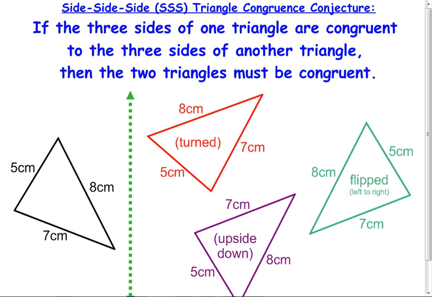If you know 3 sides of one triangle and 3 of the other, and they match, it doesn't matter if it's been rotated, flipped, upside down. 5 goes with this, 7 goes right here, and 8 goes over here. They're still congruent. So if I were to cut any one of those out, turn it, put it on top of here, they would all match up.